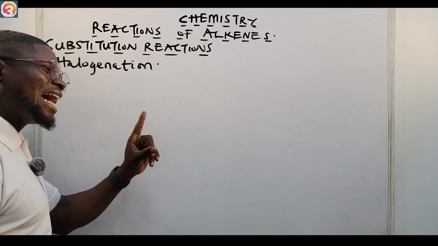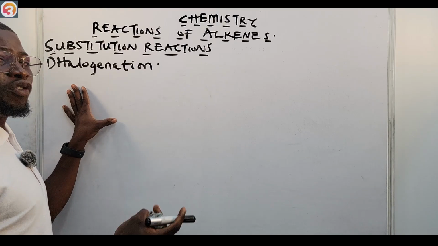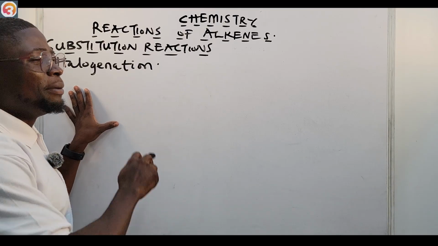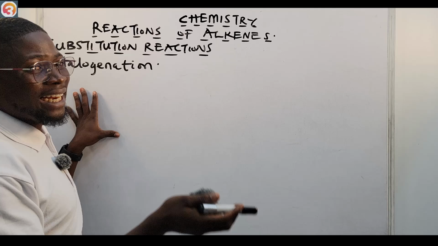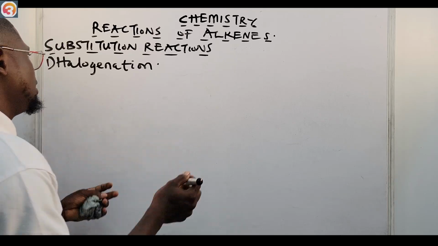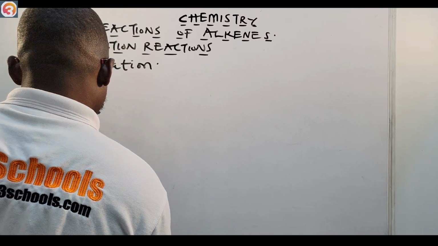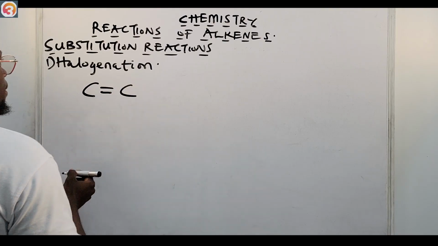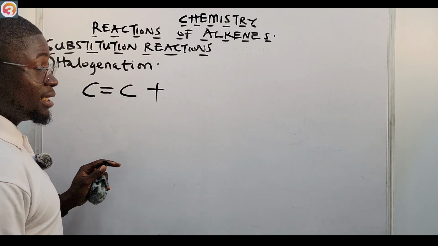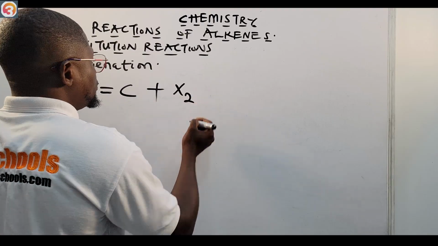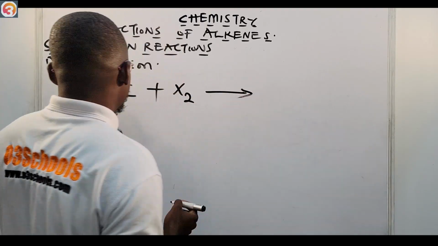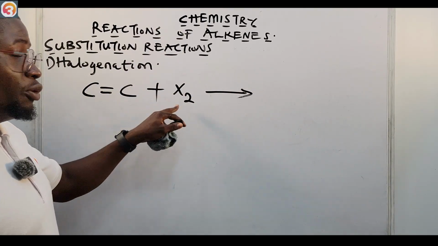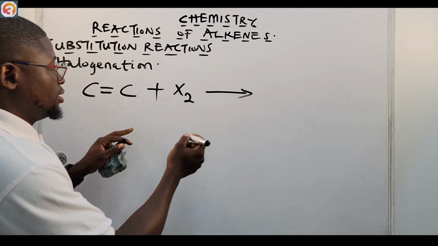To displacement of one hydrogen atom from the alkene, and now being replaced by a halogen. Okay, so now let us see what we are going to have. Let's say you have an alkene reacting plus a halogen, X2. And one of the hydrogen atoms will be replaced. Okay, remember?